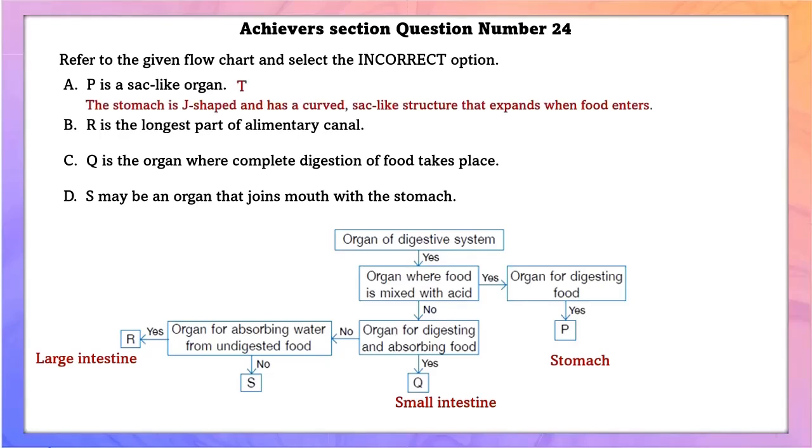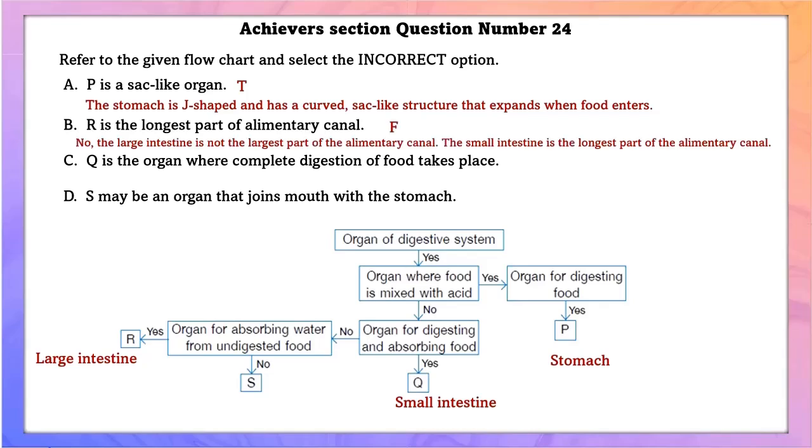A. P is a sac-like organ. True. The stomach is J-shaped and has a curved sac-like structure that expands when food enters. B. R is the longest part of the alimentary canal. False. The large intestine is not the longest part of the alimentary canal. The small intestine is the longest part of the alimentary canal.